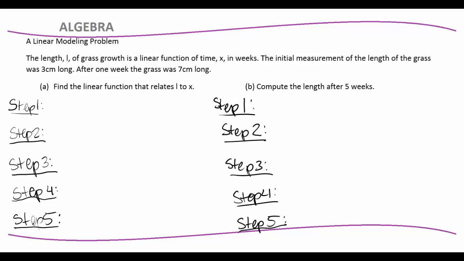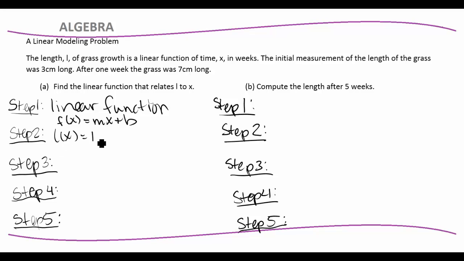So step 1 is to determine what we are looking for, and we are looking for a linear function that relates L to x. Step 2, assign a variable to represent what you are looking for. Recall that the standard form of a linear function is f of x equals mx plus b. And so these are going to be our variables. F of x is, in our case, L of x, which is our length. And x is our time. B is our initial measurement, so B is going to be 3. And we're going to find M in step 3.